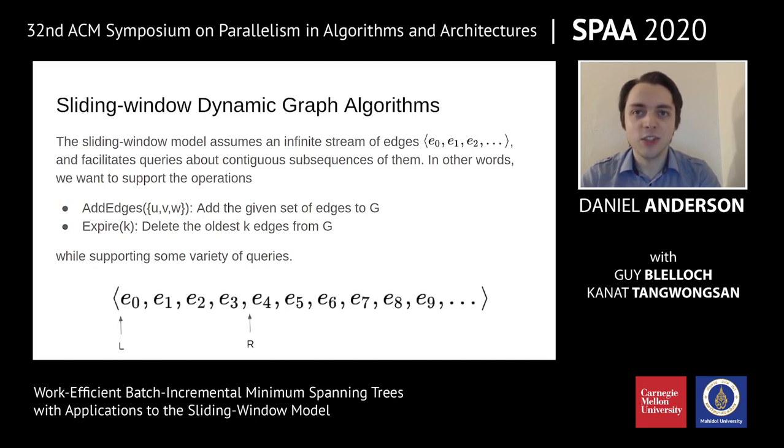So here's a little visual example. We have an infinite stream of edges, and we maintain some window, which is between these L and R pointers. Add edges simply moves the R pointer to the right, adding more edges into the window, while expire moves the L pointer to the right, deleting some of the edges.